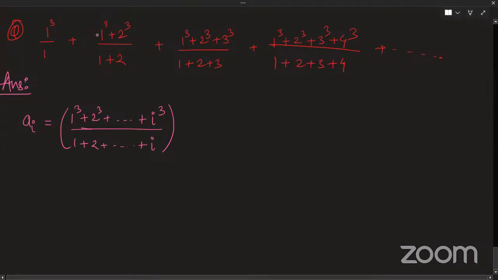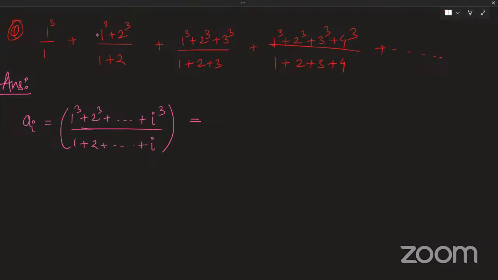Everyone agrees to this? The sum of cubes divided by the sum of natural numbers. Correct. So tell me, what is the sum of the first i natural numbers?